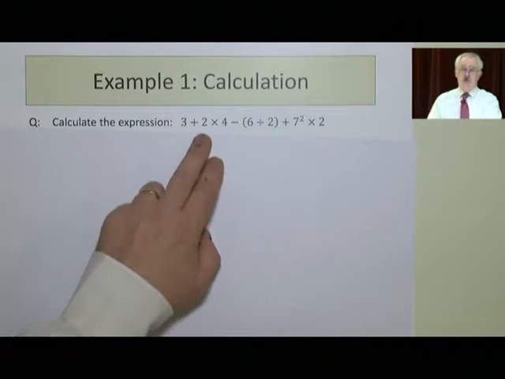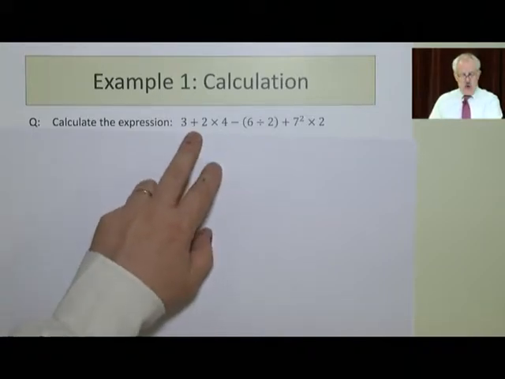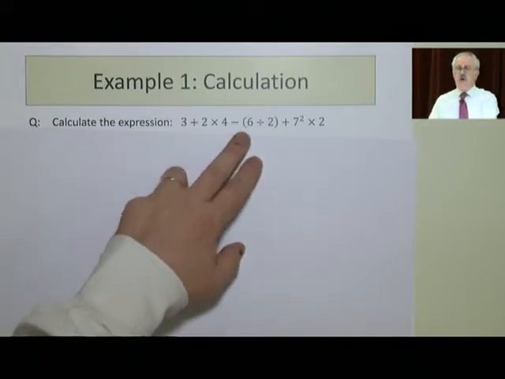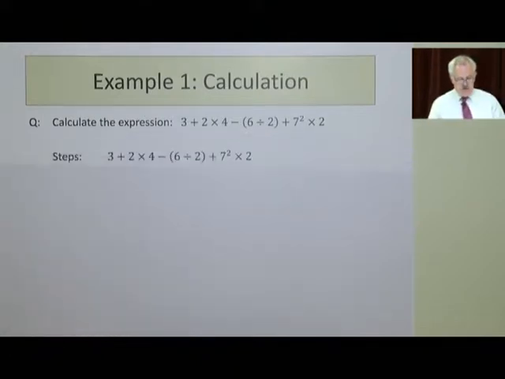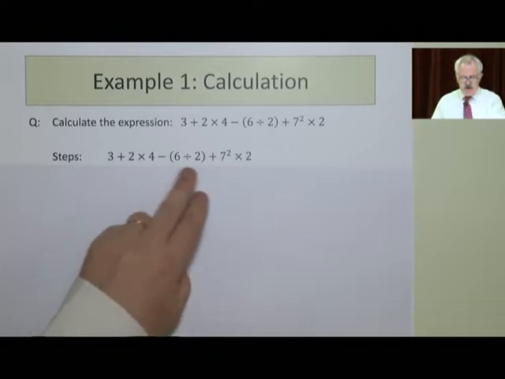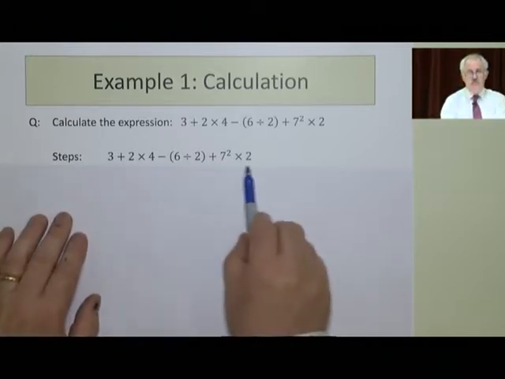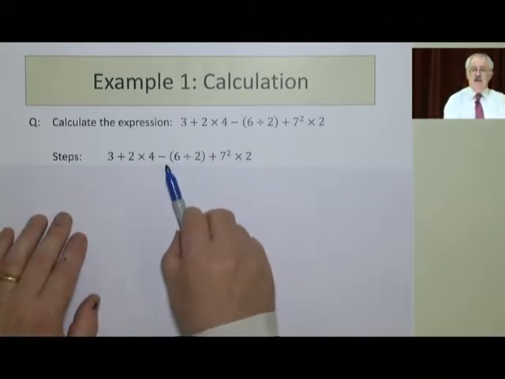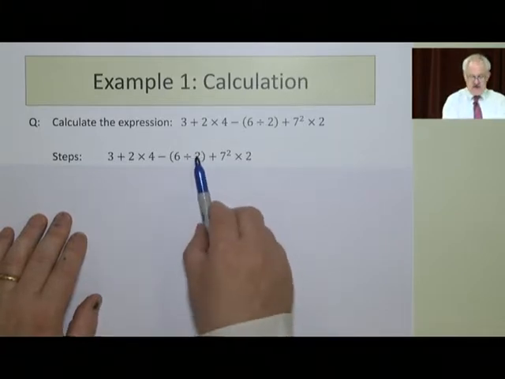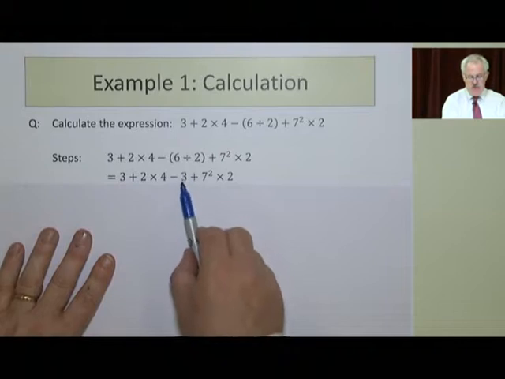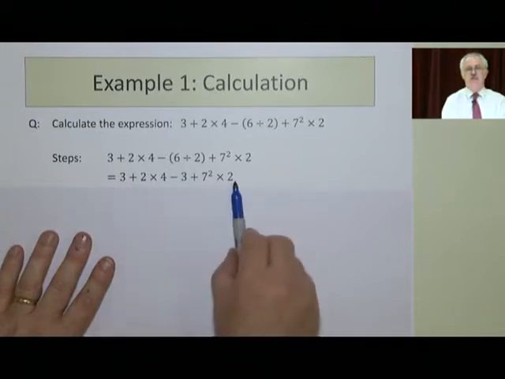Is it 3 plus 2, 5 times 4? Or is it just the 2 that's multiplied by 4? Or what is it? So the rule is as follows. It's BIMDAS. We write it out exactly as before. We say, what's here? The first thing we see are brackets. Brackets, they come first. You do that first. 6 divided by 2 is 3. So everything else stays the same.